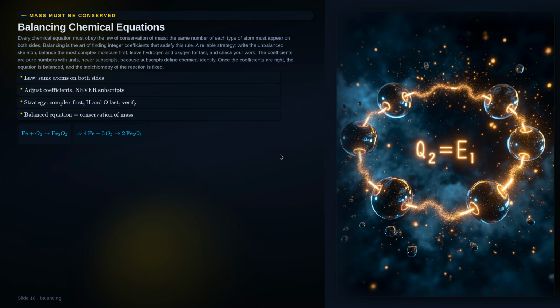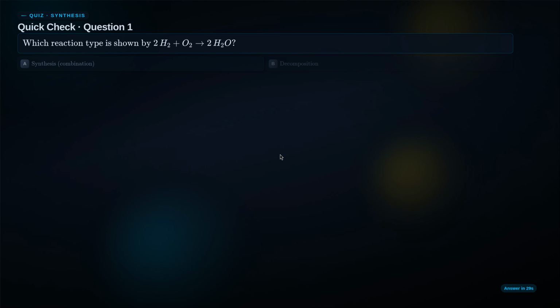For combustion reactions, a shortcut is to balance carbon first, then hydrogen, and finally balance oxygen last because it appears in multiple products. Never change subscripts inside a chemical formula to balance an equation. That would change the substance itself. Only coefficients can be adjusted. Mastering balancing is the gateway to all stoichiometry, the math of chemical quantities.